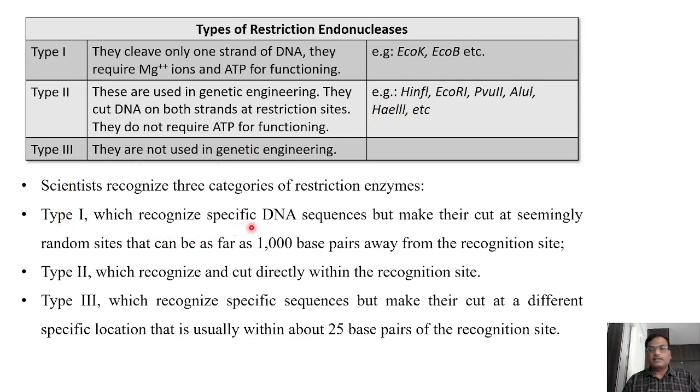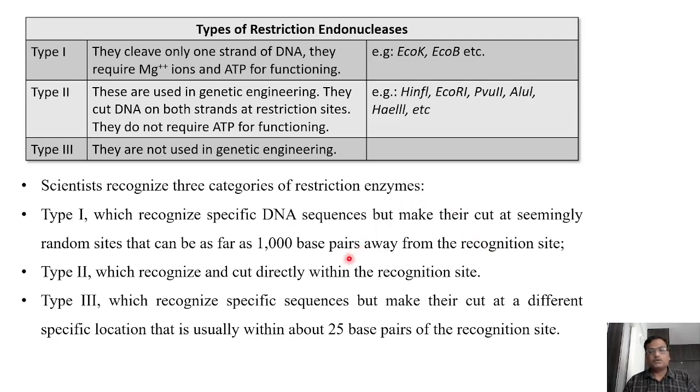Type 1 enzymes recognize a specific DNA sequence but make their cut at seemingly random sites that can be as far as 1000 base pairs away from the recognition site. This is not useful in genetic engineering, because type 1 enzymes will cut the DNA away from the recognition site, whereas type 2 is very special because it will cut the DNA directly at the recognition site. Because to create a recombinant DNA, I need sticky ends. That is achieved by type 2.